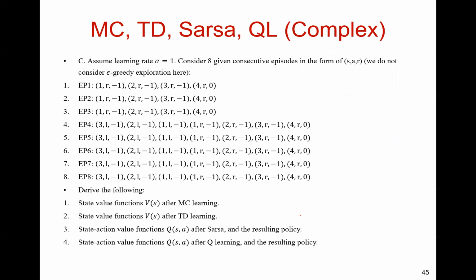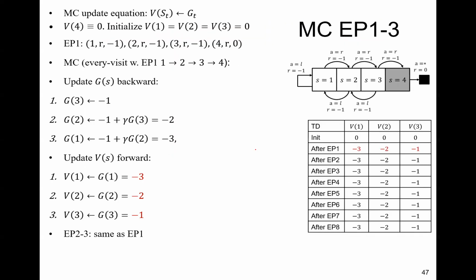So let's look at a more complex sequence of episodes. That is, you have 3 episodes of 1, 2, 3, 4, and 5 episodes of 3, 2, 1, 1, 2, 3, 4. So first, Monte Carlo.